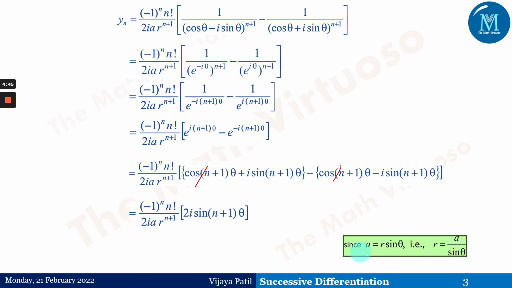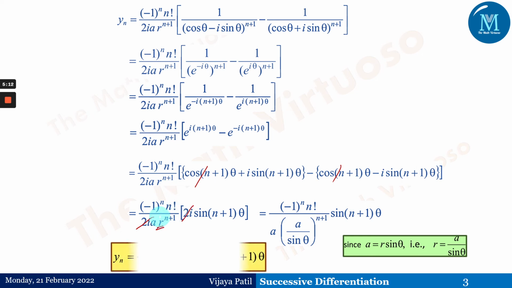That means, as a is equal to r sin theta, which is a substitution we have taken for the imaginary part, r comes out to be a upon sin theta, and we are going to replace it here. So this is minus 1 to the power n factorial. This r is getting replaced as a upon sine theta to the power n plus 1, sine of n plus 1 theta. Now if you observe here, this 2i and this 2i will go off from the previous step, and therefore we remain with the answer minus 1 to the power n factorial upon a to the power n plus 2, sine to the power n plus 1 theta, sine of n plus 1 theta for this particular question.